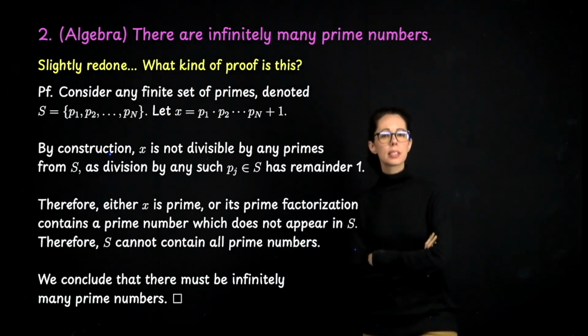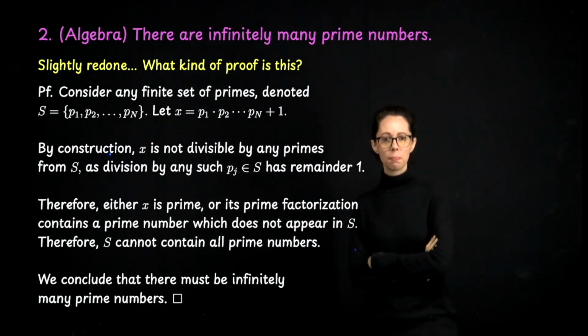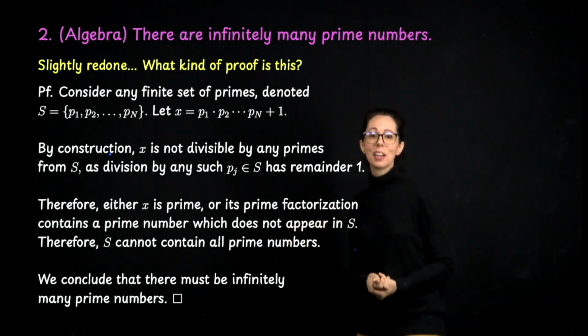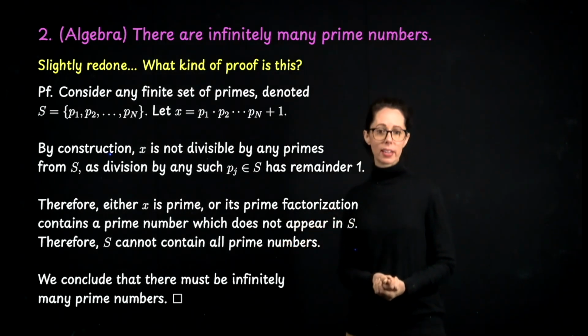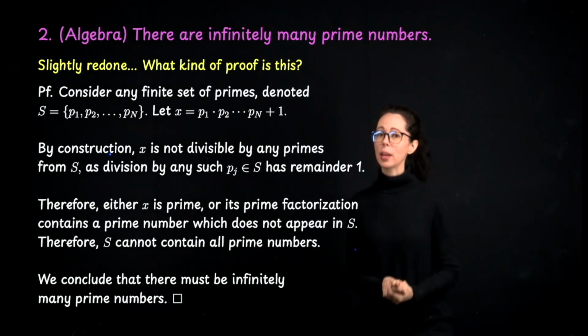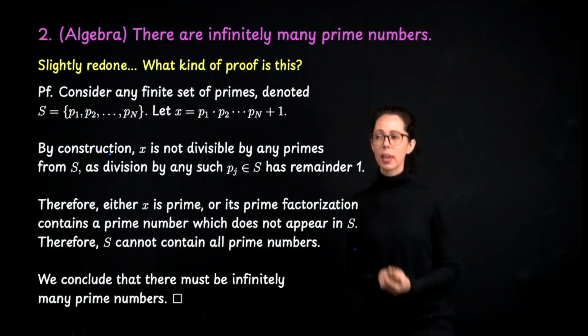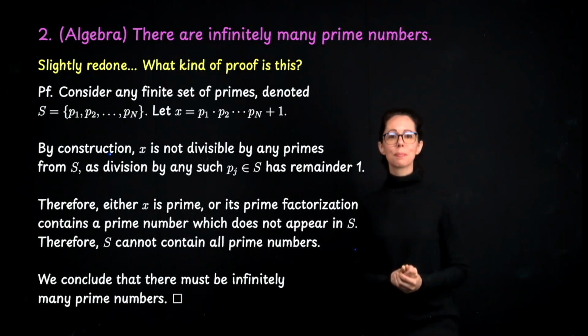This proof follows the same train of thought as the first one. I said, consider this finite collection of primes. Look, because of this number X, I know this finite collection doesn't have all of the primes. But this is not a proof by contradiction. This is actually a proof of the contrapositive. If S is a finite set, then S is not the set of all primes.